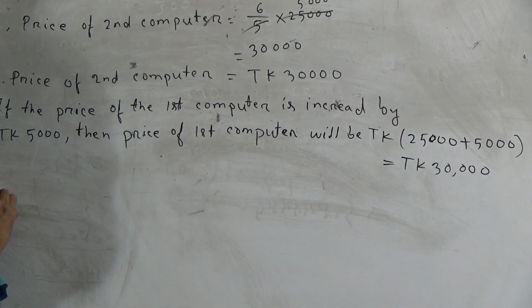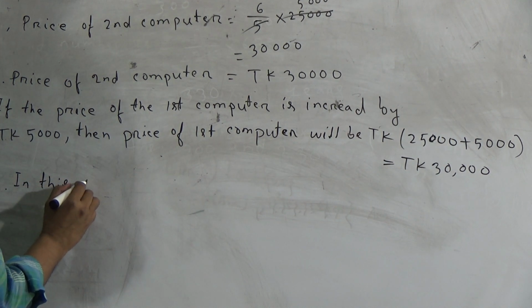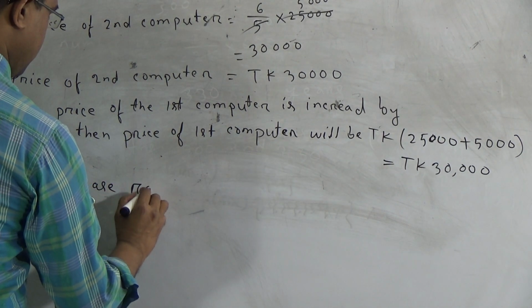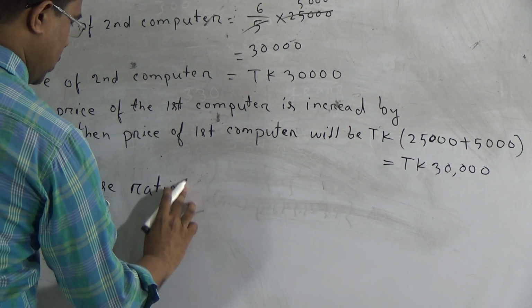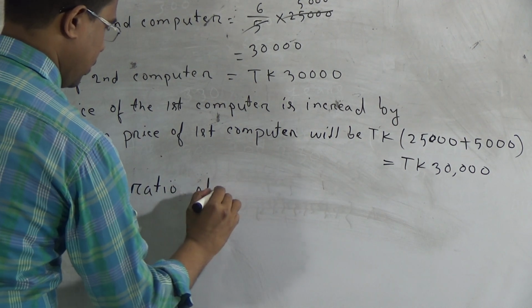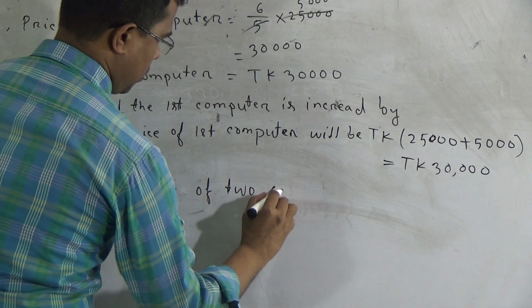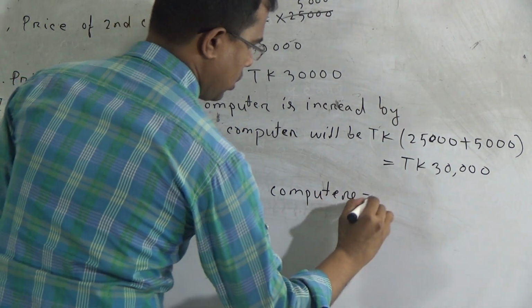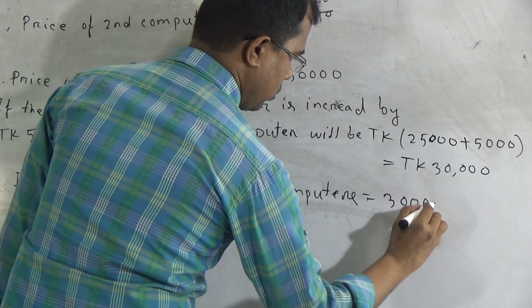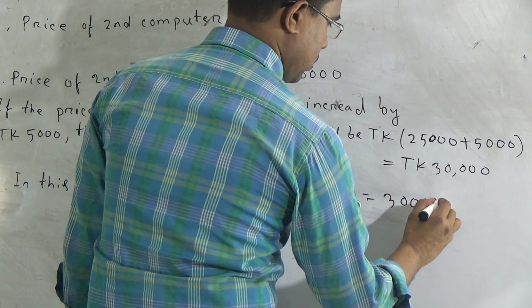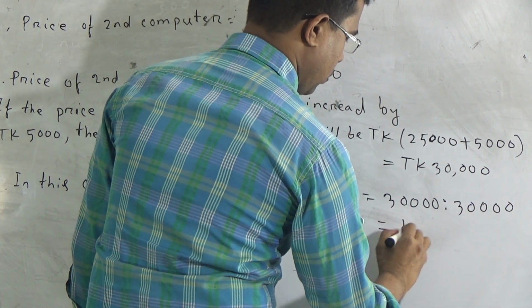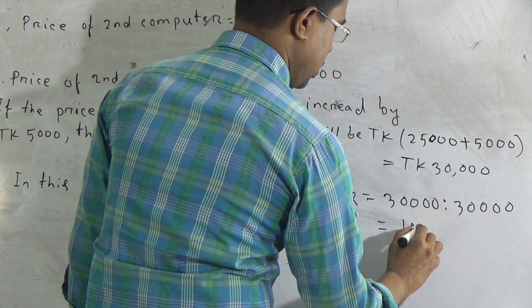Therefore, in this case, the ratio of two computers is equal to 30,000 ratio 30,000, and this is equal to 1 ratio 1. This is unit ratio.